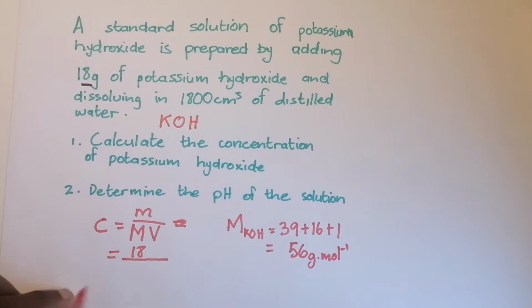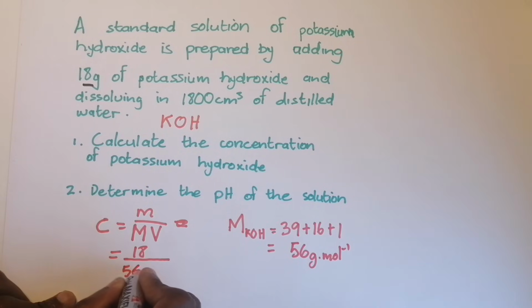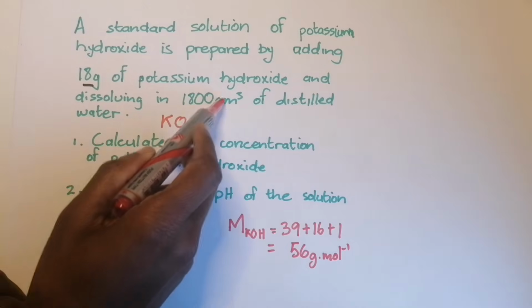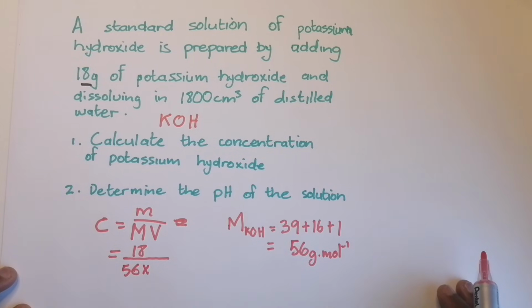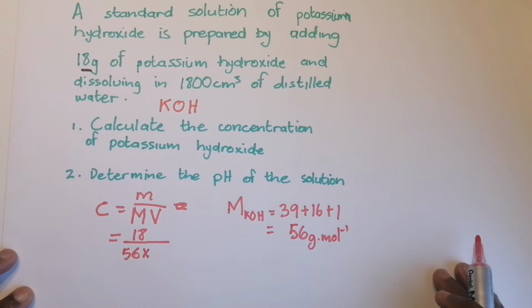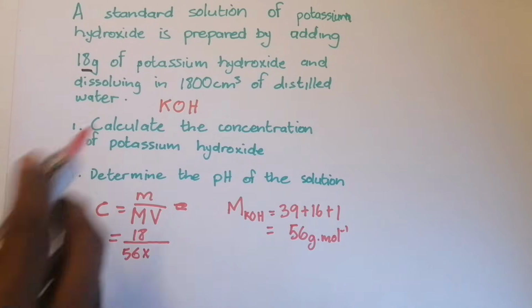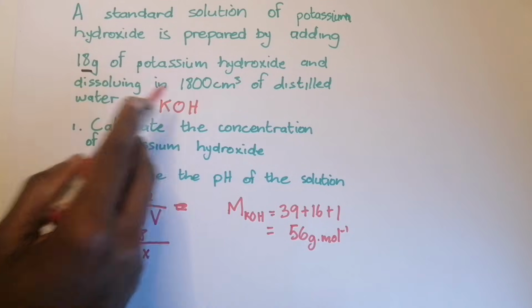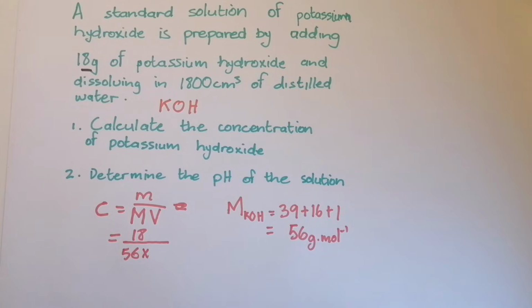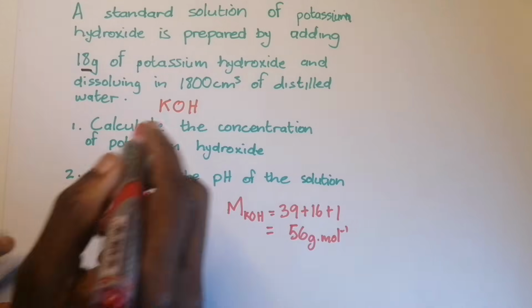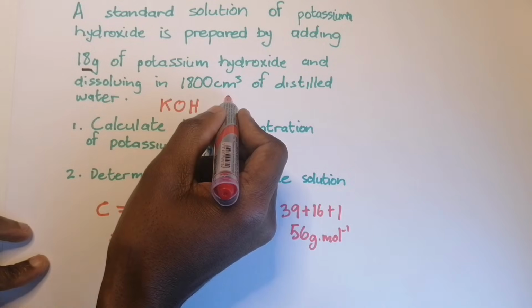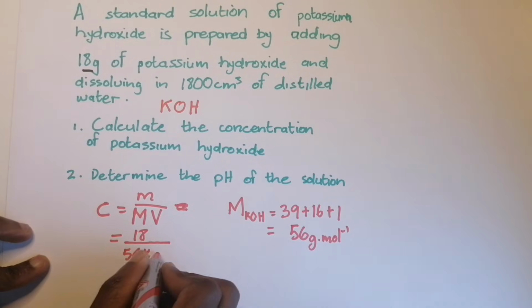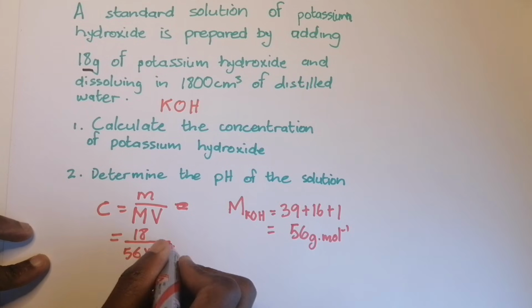So in this case it's going to be the molar mass, that's 56, multiplied by the volume. Now, once again, remember that when we use this formula, volume must always be in cubic decimeters. So this is going to be 1800. How do I convert it to cubic decimeters? You divide by 1,000. So if I take 1800 and divide that by 1,000, I get 1.8.